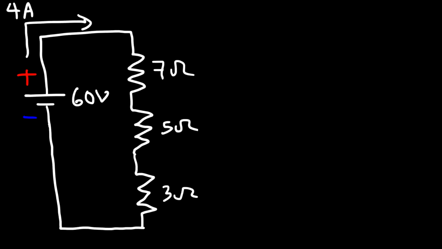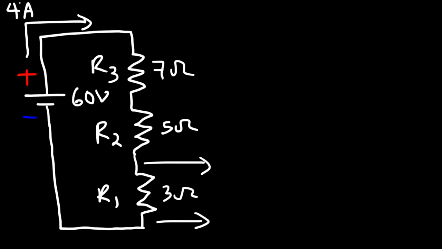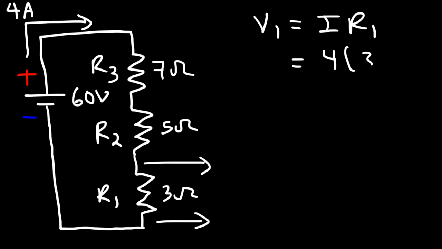Now let's calculate the voltage across each resistor. And so let's call this R1, R2, and R3. So let's start with the voltage across R1. We have a current of 4 amps flowing through it and a resistance of 3. So we could use Ohm's law, V equals IR. So V1 is going to equal I times R1. And that's a current of 4 amps times a resistance of 3 ohms. So we're going to have 12 volts across R1.